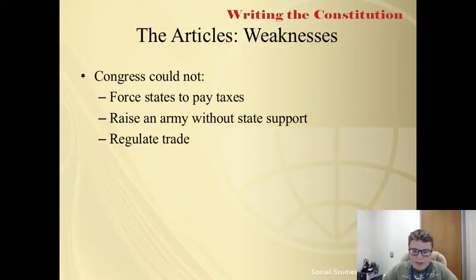Each state had its own currency, and values of money fluctuated widely from state to state, making commerce nearly impossible. Under the Articles, each state had one vote, which frequently meant that the smaller states had an overly large voice.